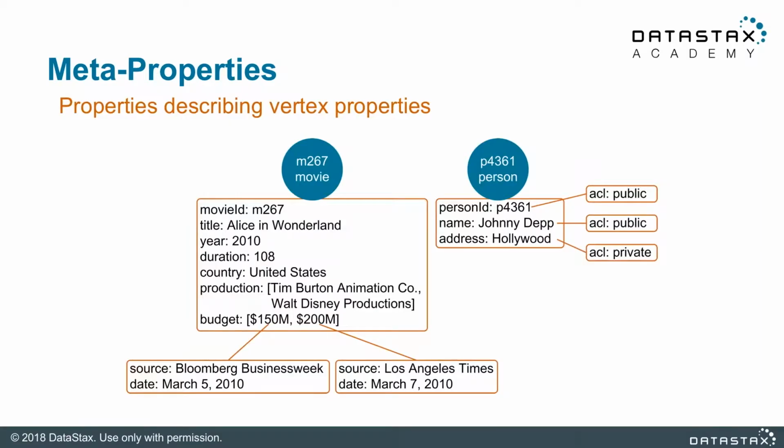A property that can be assigned to a vertex property is called a meta property. Meta properties are usually used for describing access control, provenance, and audit information for individual vertex properties. In this example, we have meta properties describing provenance of 2 movie budget estimates, as well as meta properties describing access control for permissions for the person properties. Note that meta properties are only applicable to vertex properties and not to edge properties. A meta property cannot be a multi-property or have meta properties assigned to it.